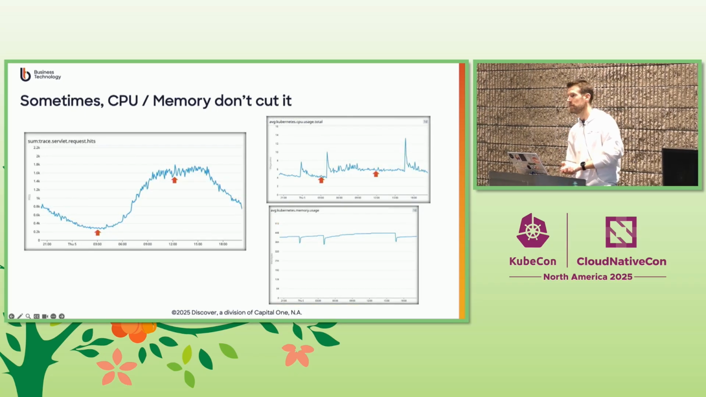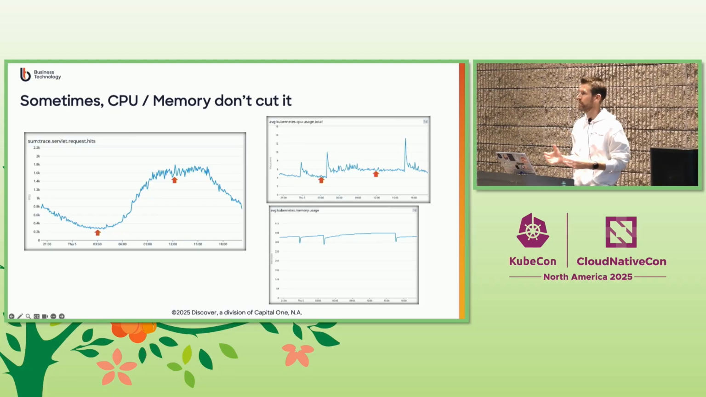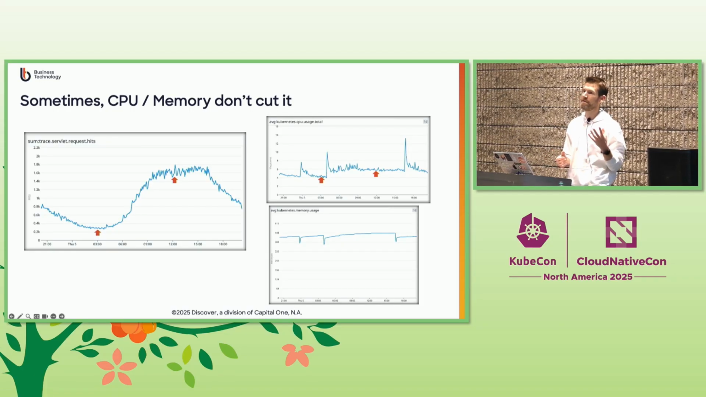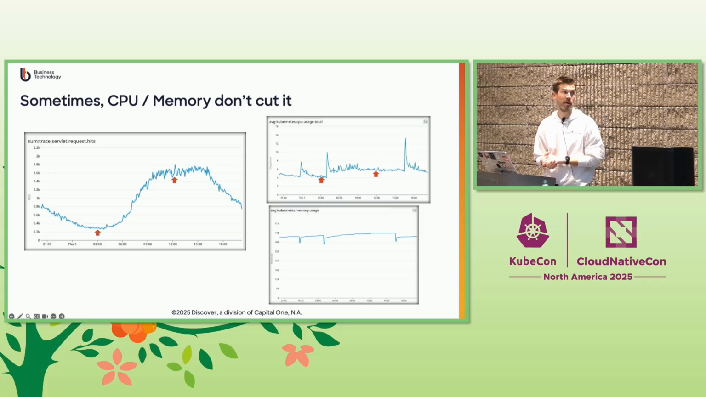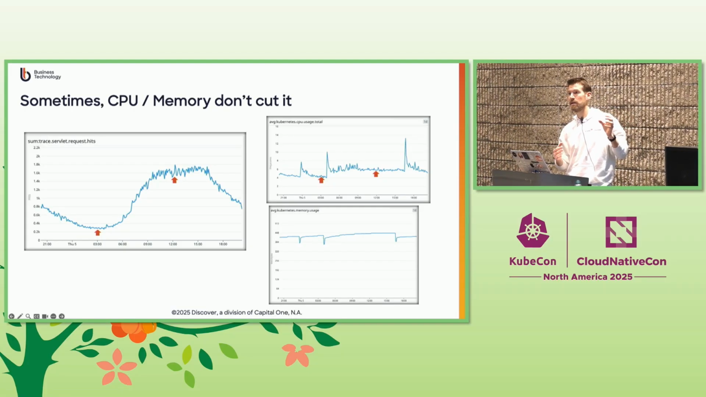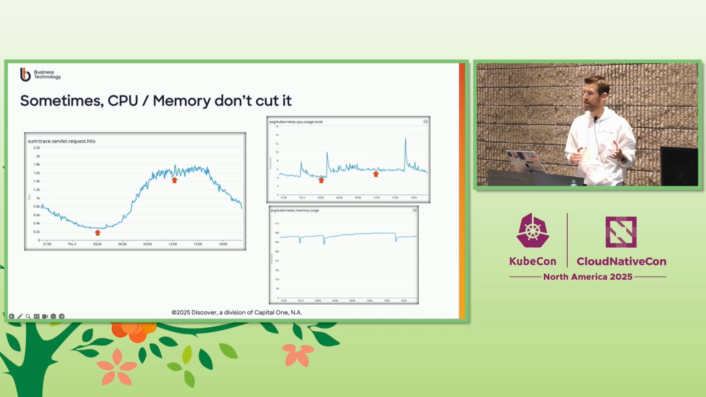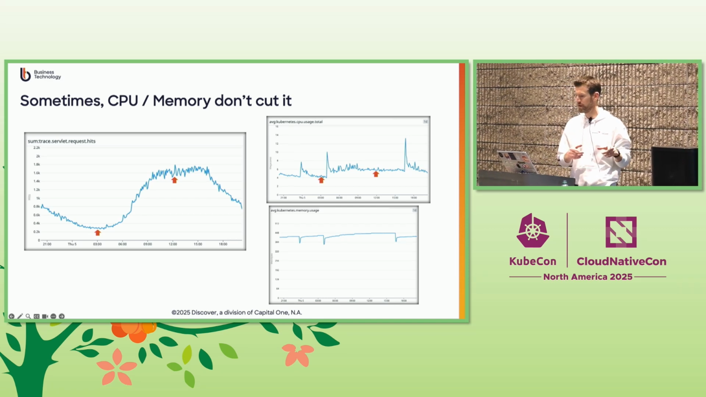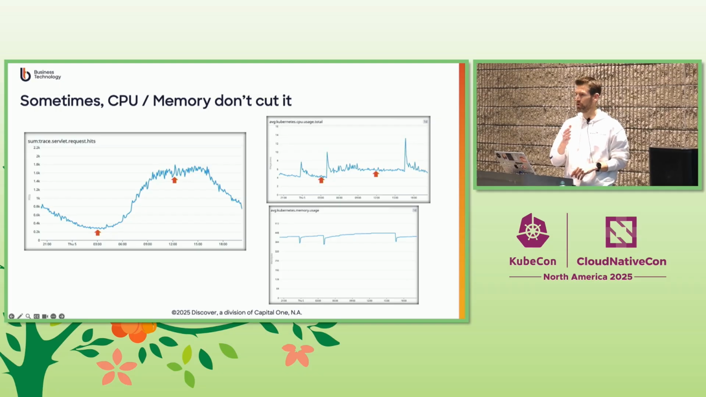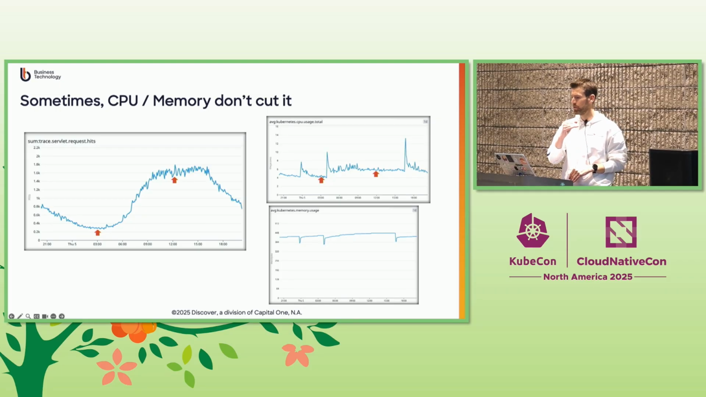Now, sometimes using those built-in values of CPU and memory just doesn't cut it. This is an example of some metrics of an application of ours, where you can see on the left-hand side is the load of the application. Around 3 a.m. it's at its lowest point, you can see on the first arrow. And then around noon or so is when it's at its highest point.